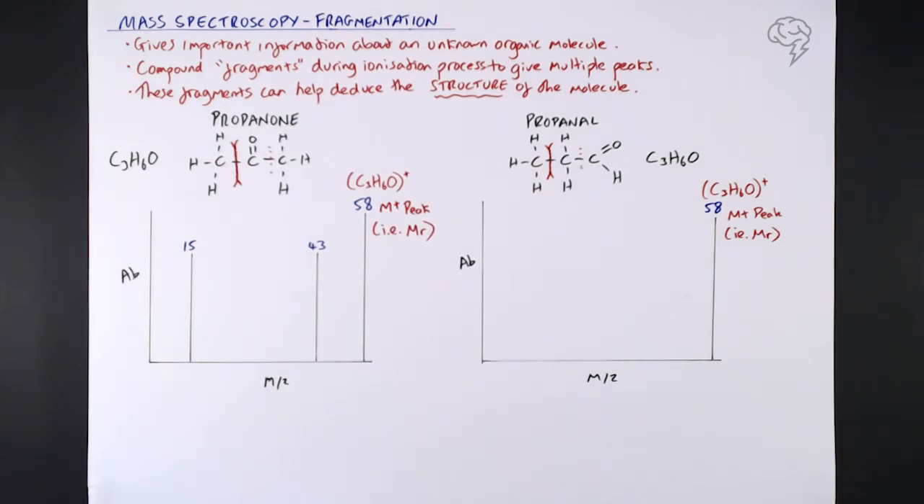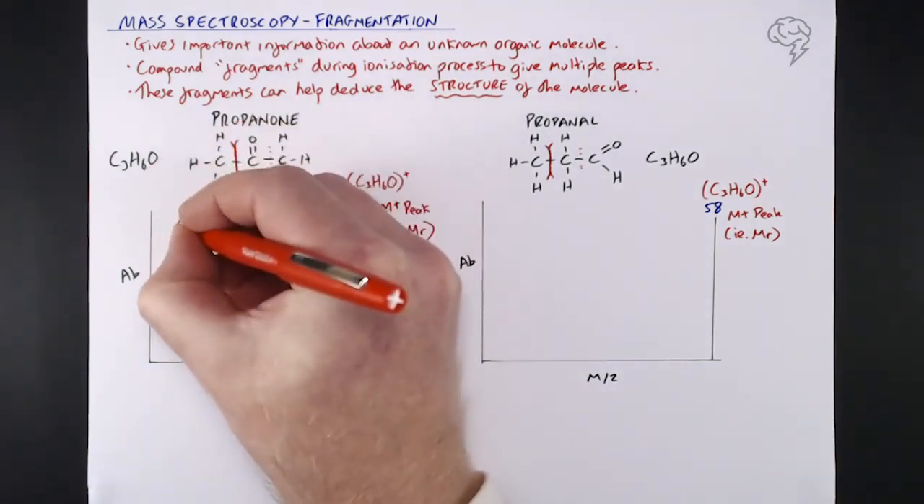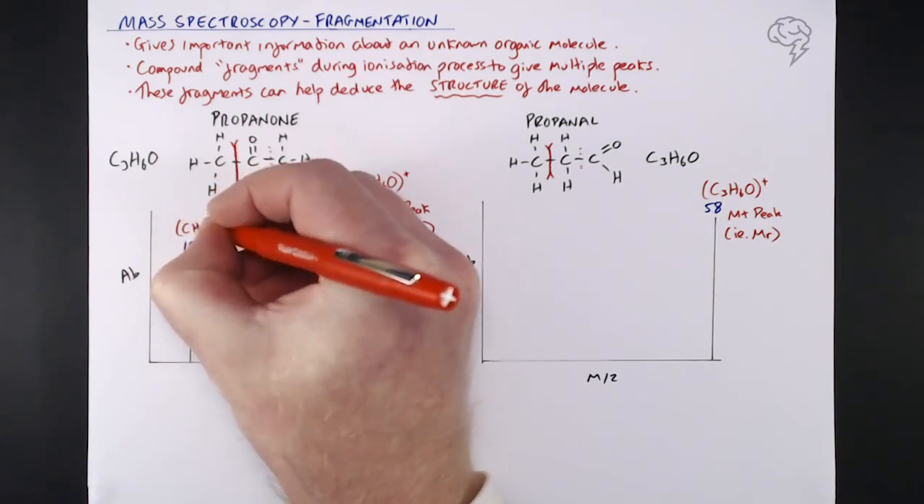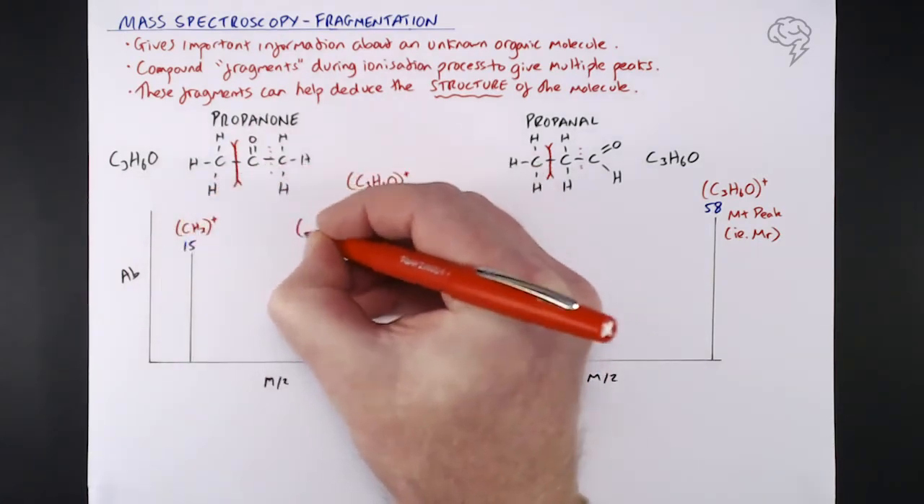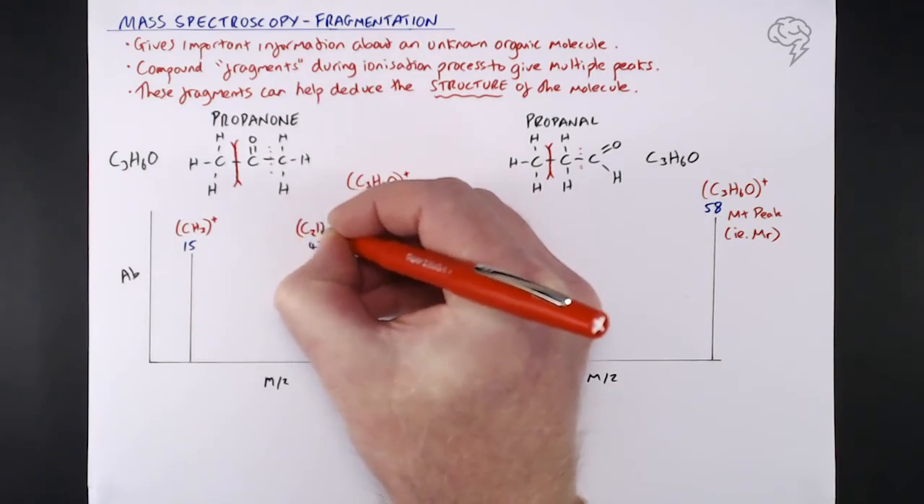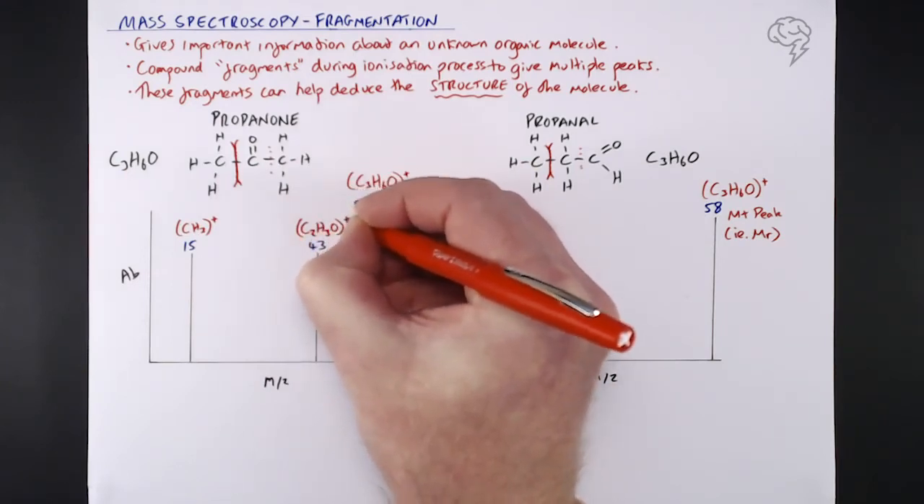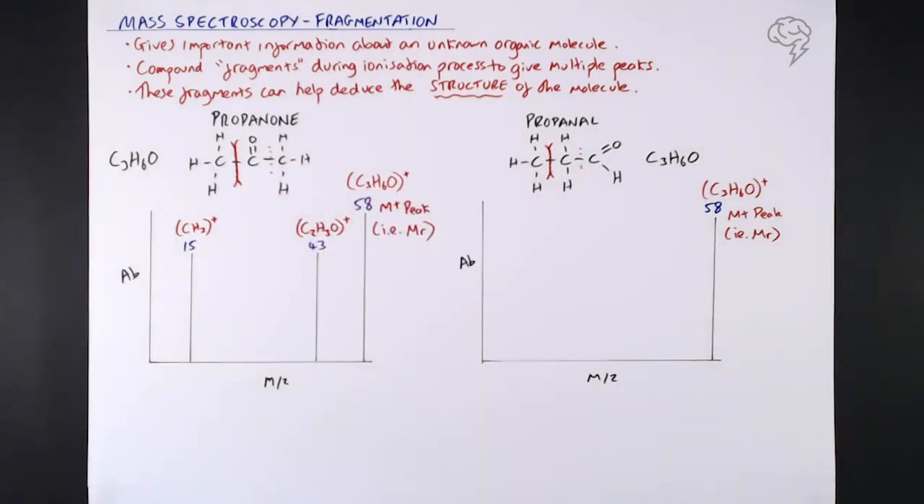But what's causing them? Well, the 15 fragment is caused by a CH3+. You see a lot of these in organic mass spectra. It's always when a CH3 on the end of a molecule comes off. This is [CH3]+, and the 43 is caused by the rest of the molecule, [C2H3O]+. So that's really important. We've got those two fragments.